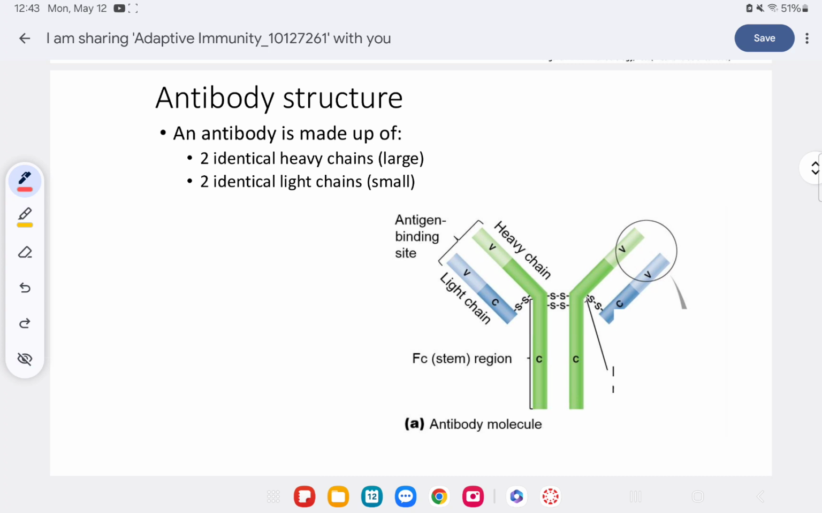This is never depicted like this in any cartoon image because it gets too busy. But you can see that it's not just a Y. First off, a Y only has one line for the stem, right? You see how there's two? And up here in the arms, there are little chains, like two little chains. And up here at the tip of the arms, that's the variable region. This Fc region is the stem region. It is conserved within a species, and we will see that the stem region triggers macrophages and is going to trigger complement.